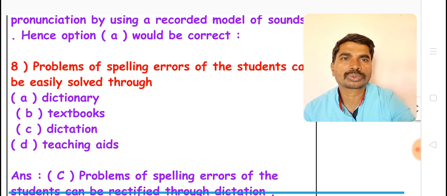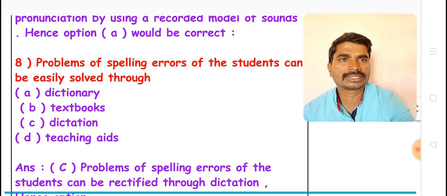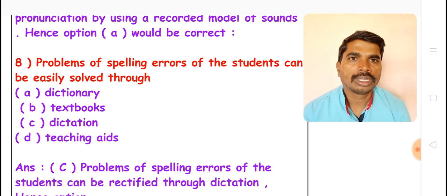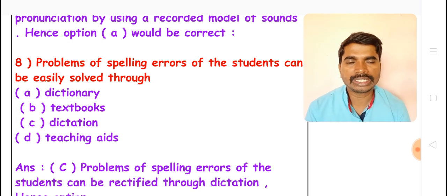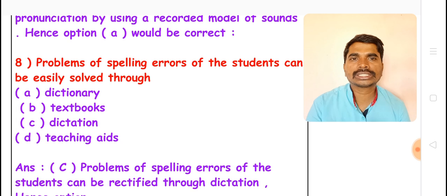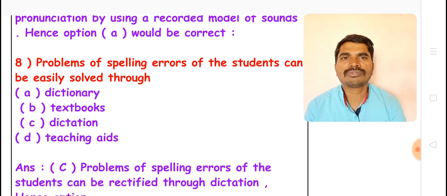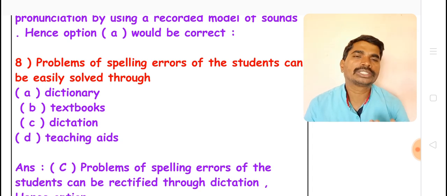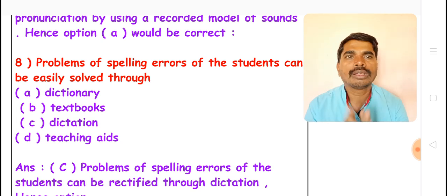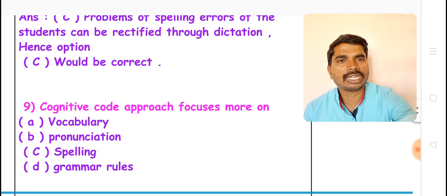Let's take the next one. Problems of spelling errors of students can be easily solved through dictionary, textbooks, dictation and teaching aids. I have told several times that dictation is the method utilizing which we can help our students gain mastery over spellings. We can teach spellings and avoid spelling errors utilizing dictation. Okay, that is the answer.